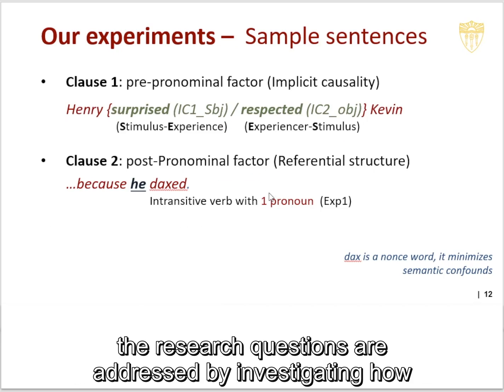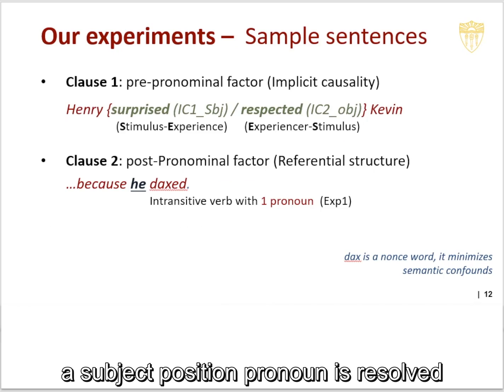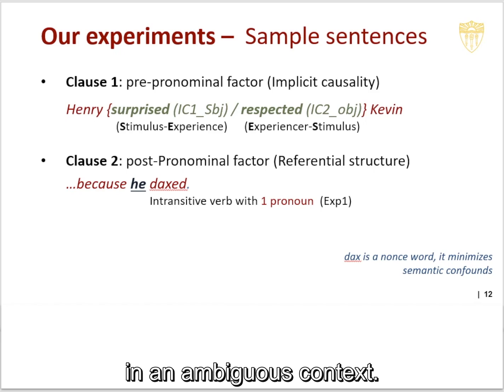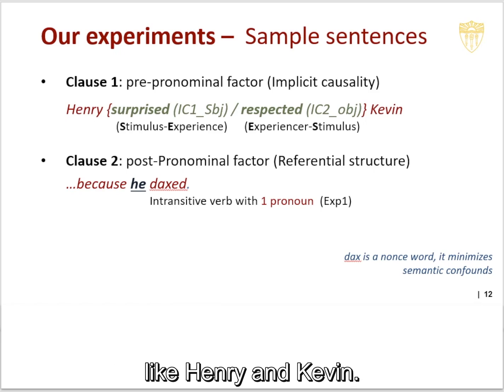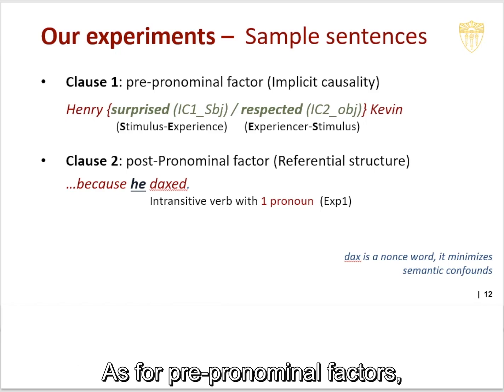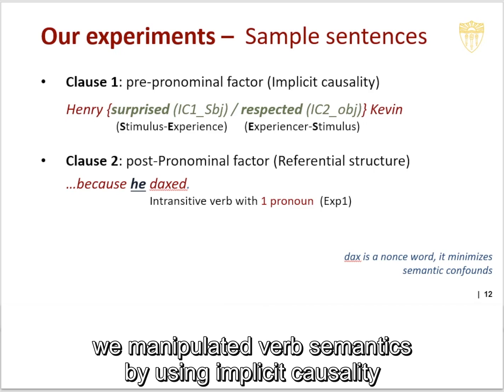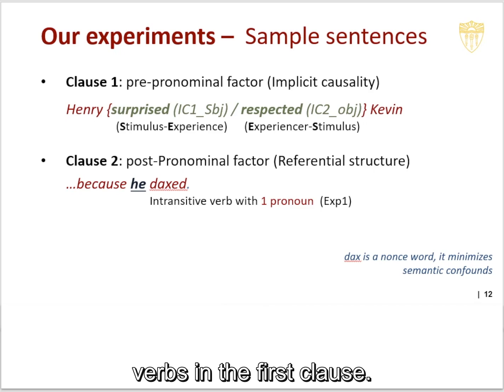In this study, the research questions are addressed by investigating how a subject position pronoun is resolved in an ambiguous context. In the test sentence, the pronoun has two potential antecedents, like Henry and Kevin. As for pre-pronominal factors, we manipulated verb semantics by using implicit causality verbs in the first clause.